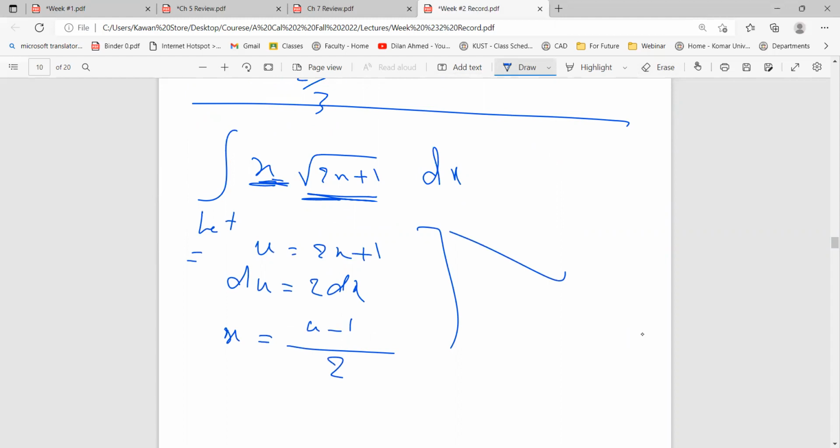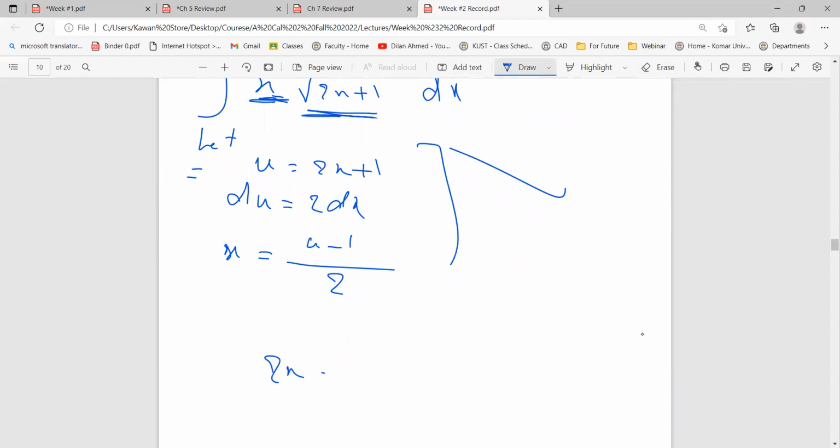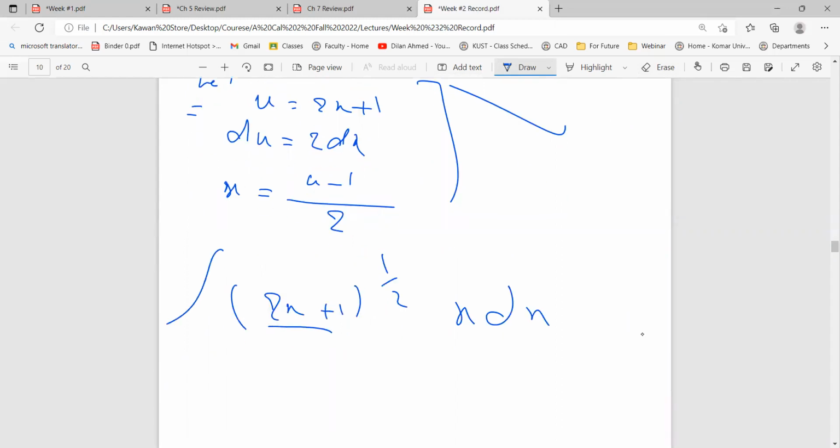For example, let me give more things. 2x plus 1, 1 over 2x dx. That's my question, right? I just arranged it. So the derivative of here equals 2. How about this extra x? I cannot bring it out. I cannot separate it. So how do we solve that one? How do we change that one? Right? So there's a problem. There's an extra x. You got the idea?